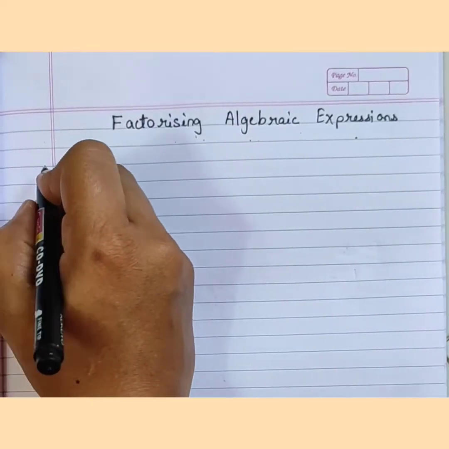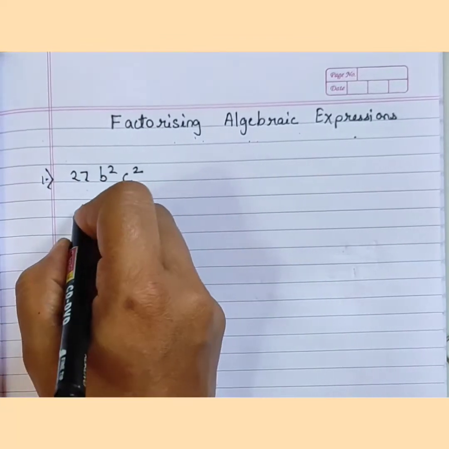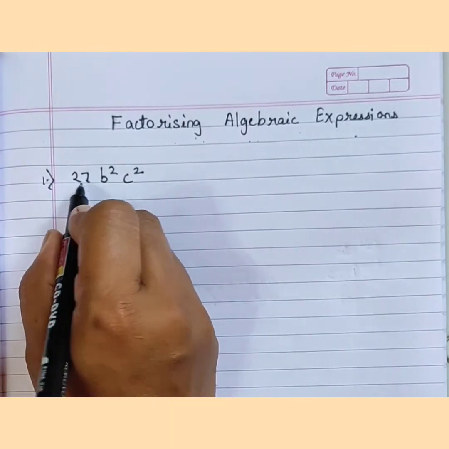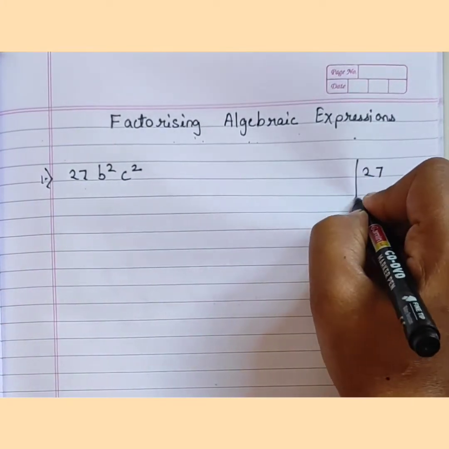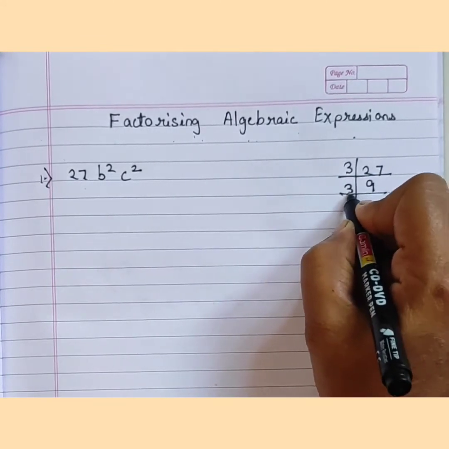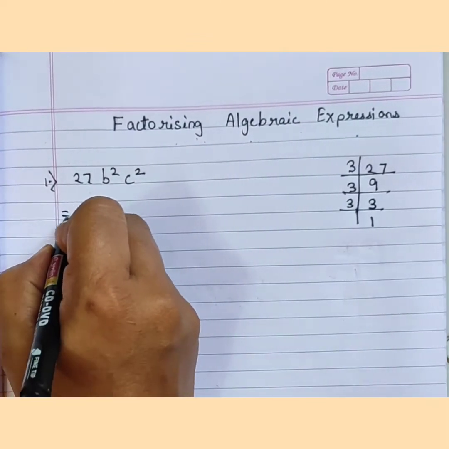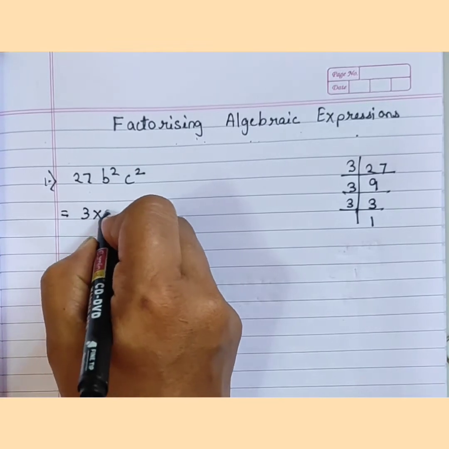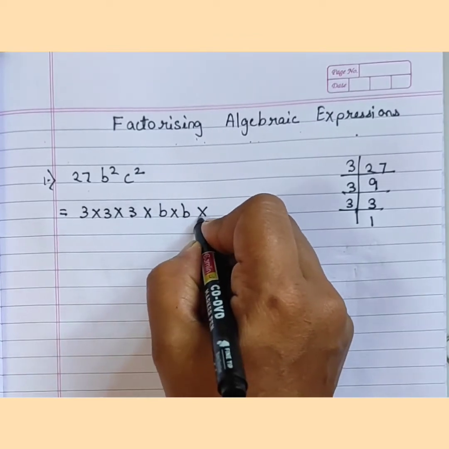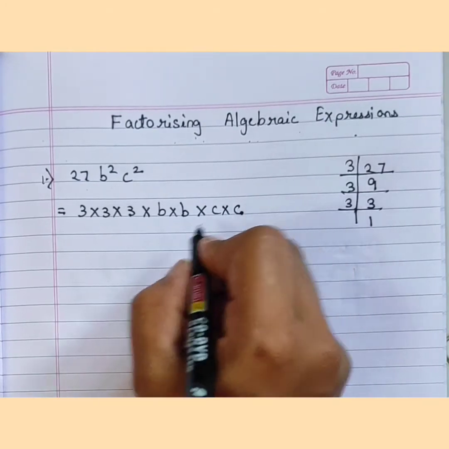Now, we will take one example, that is 27b square c square. Now we have to factorize this algebraic expression. Our coefficient is 27. So we will factorize 27 first, that is 3 9s are 27, 3 3s are 9 and 3 1s are 3. Now we write 27 as 3 into 3 into 3, b square as b into b and c square as c into c. So this is how we factorize the algebraic expression.